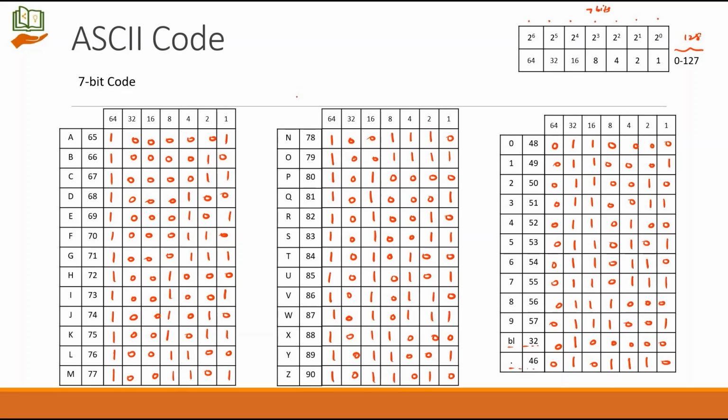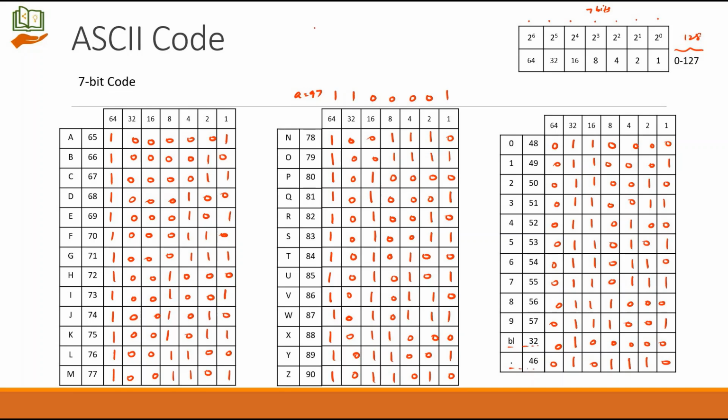For small a, which is 97, how will we do this? 64 plus 32 is 96 and this is 97. So the remaining places will have zeros. This is how it starts for the lowercase characters.